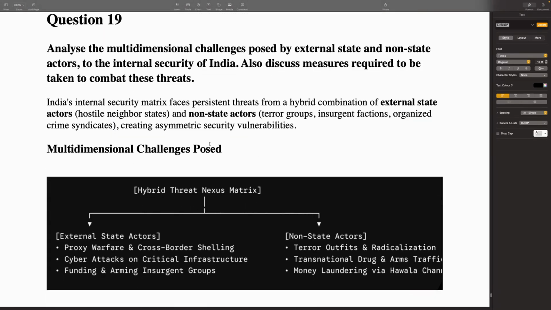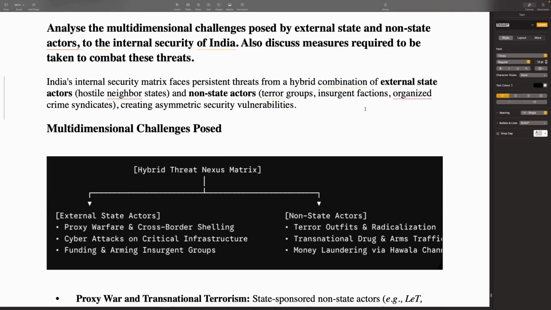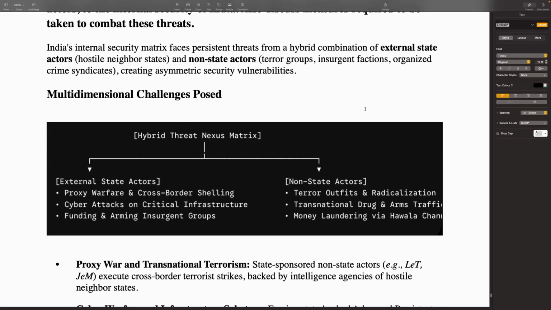Question 19. Analyze the multi-dimensional challenges posed by external state and non-state actors to the internal security of India. Also discuss measures required to be taken to combat these threats. India's internal security matrix faces persistent threats from a hybrid combination of external state actors, hostile neighbor states, and non-state actors, terror groups, insurgent factions, organized crime syndicates, creating asymmetric security vulnerabilities. Multidimensional challenges posed.